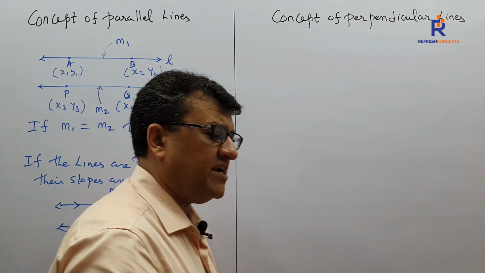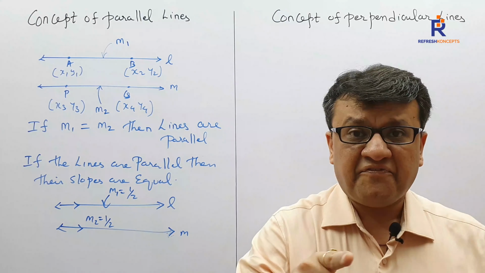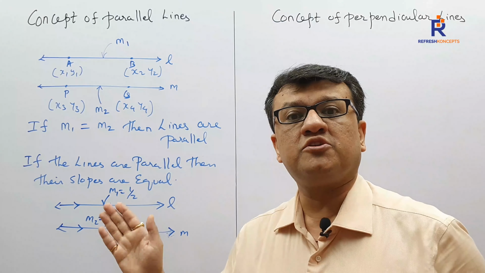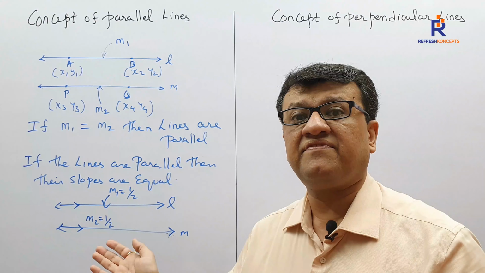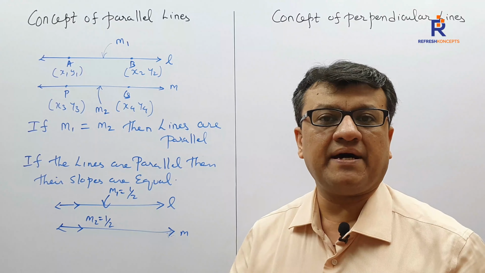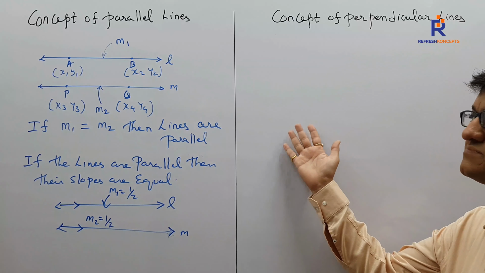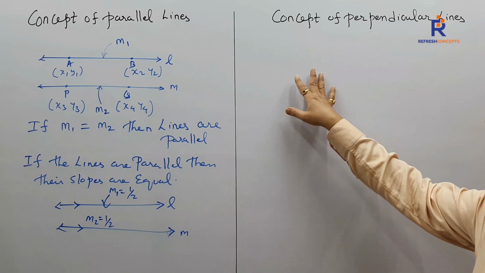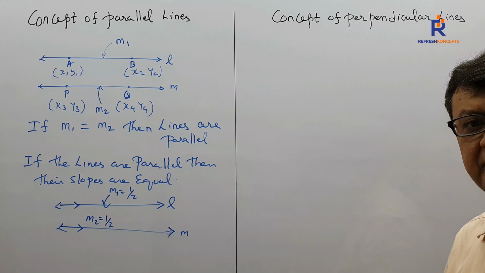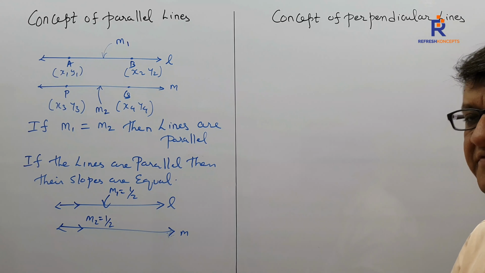So once again I will reiterate for the last time. If the lines are parallel, then the slopes are equal. Converse, if the slopes are equal, then the lines are parallel. Right? On the same lines, if you have understood this, this becomes very easy. But the condition is slightly different.